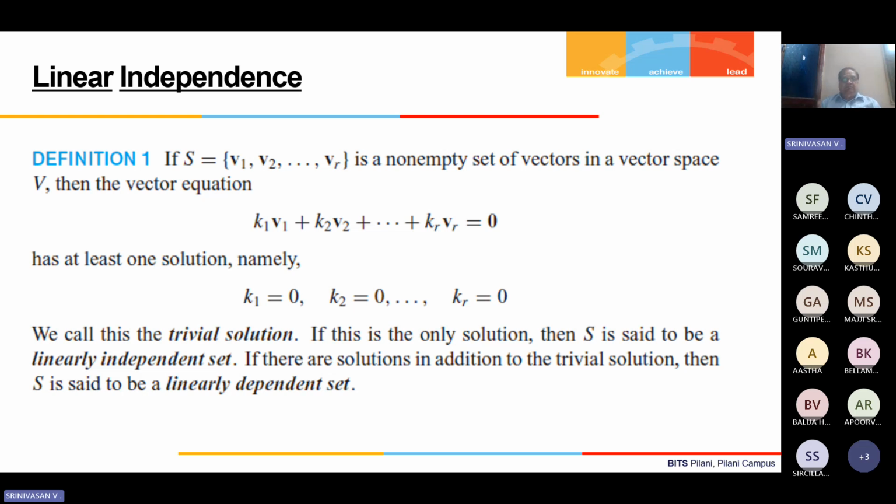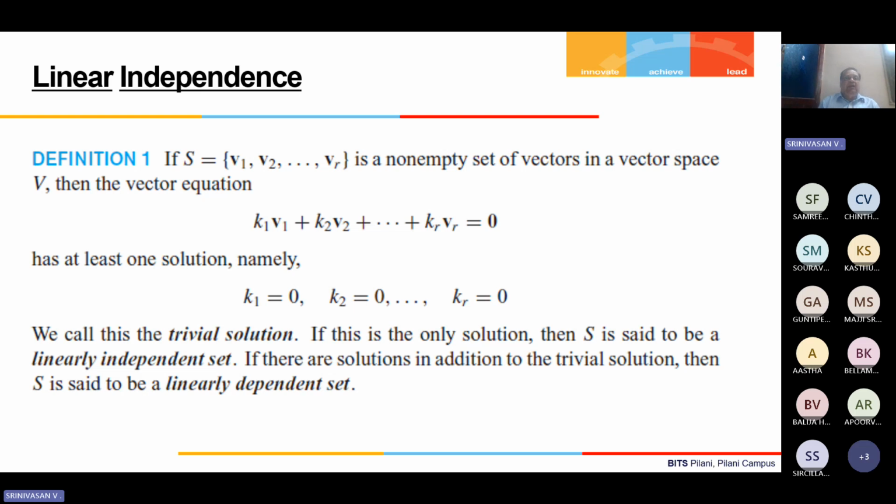If S, capital S, is a non-empty set of vectors V1, V2, up to VR in a vector space V, then the vector equation K1 V1 plus K2 V2, etcetera, plus KR VR equal to 0 has at least one solution. At least one solution. What is the trivial solution?